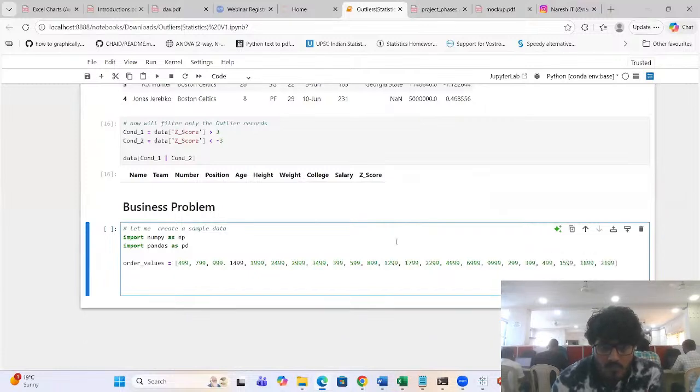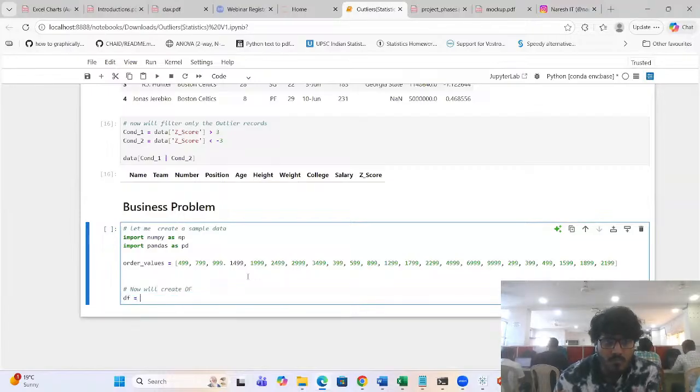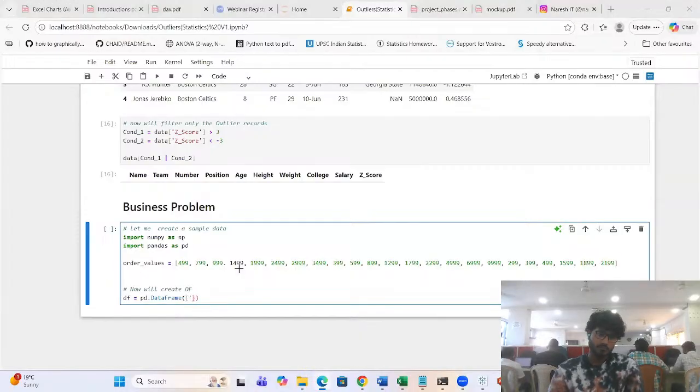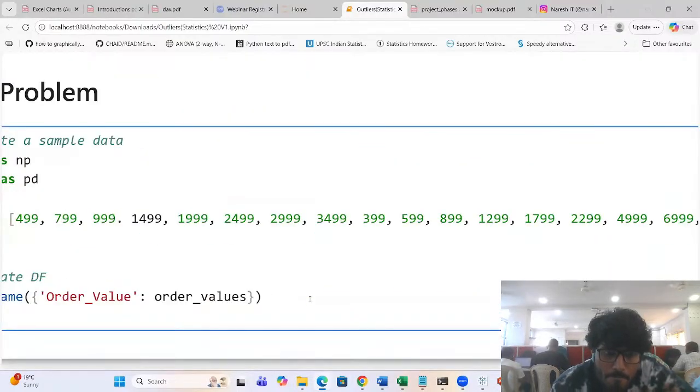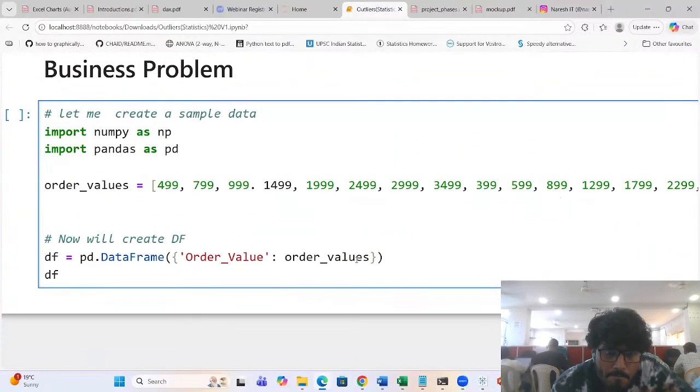How can we create a data frame by using a list? See, now we'll create a data frame. How? df equals pd dot. To create a data frame, you have a function called DataFrame. In this, I'm going to use a dictionary. The name of the column is order value. For this, I'm passing the list of values as input. When I do this, let me show you the df.